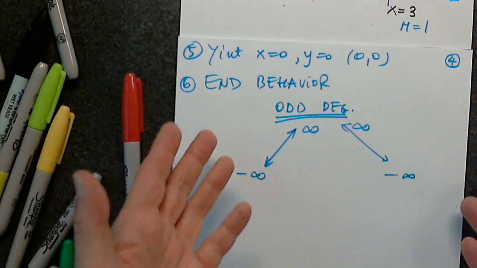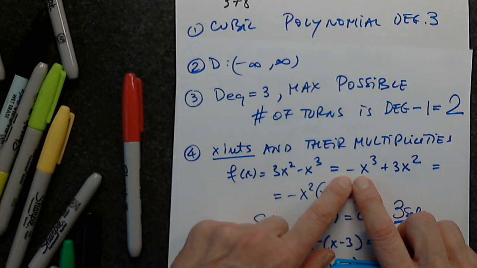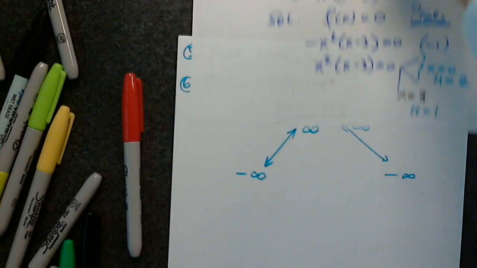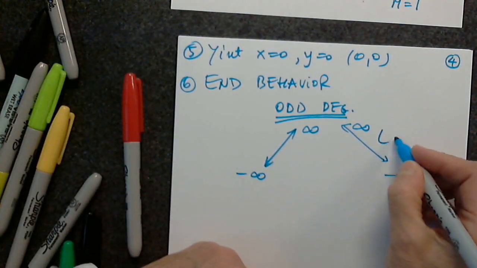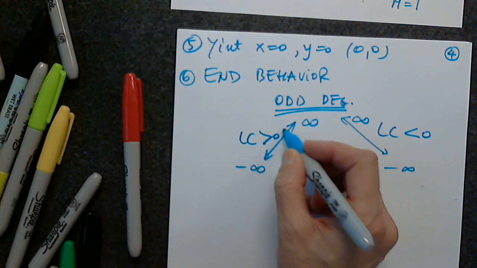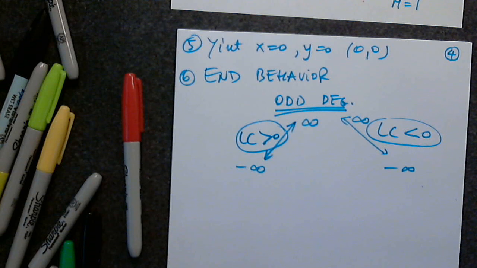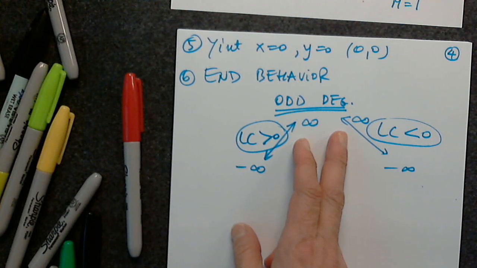So now in order to find the end behavior for this function, all I have to do is look at the leading coefficient. Since the leading coefficient is negative, it's this situation. Leading coefficient less than 0. Leading coefficient greater than 0. And that's the end behavior. So it's not this, but it's this. We're going to put everything in a table in a minute.